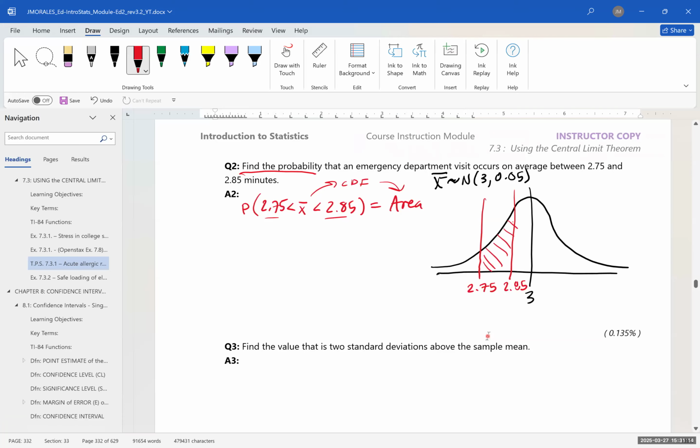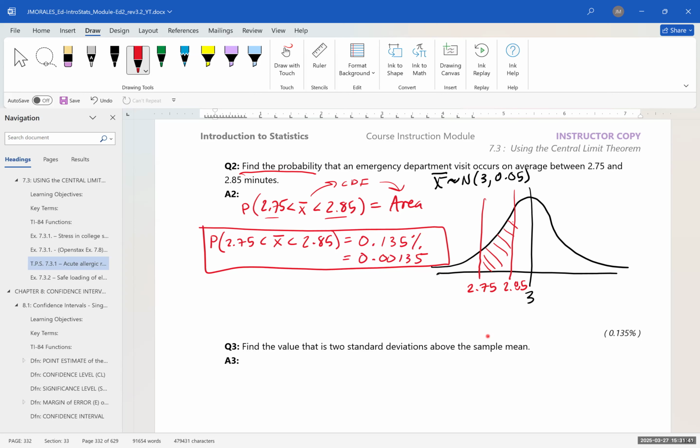So that's going to be the probability that the mean time is going to be between 2.75 minutes and 2.85 minutes is 0.135%. Okay, so the area here was this value.